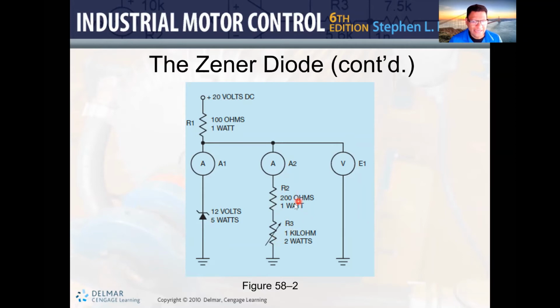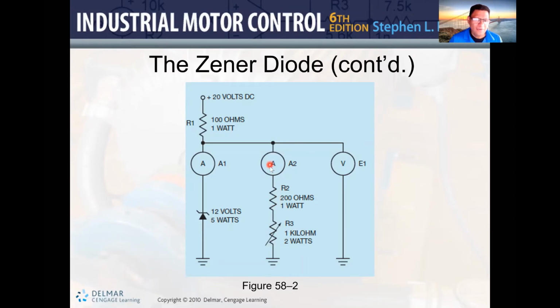In this case, we have a 200 ohm resistor, which is connected in series with a variable resistor that has a value of 1 kilo ohm. And then we had a voltmeter, which is connected in parallel with the whole circuit in order to see if the voltage through the load is going to remain constant.